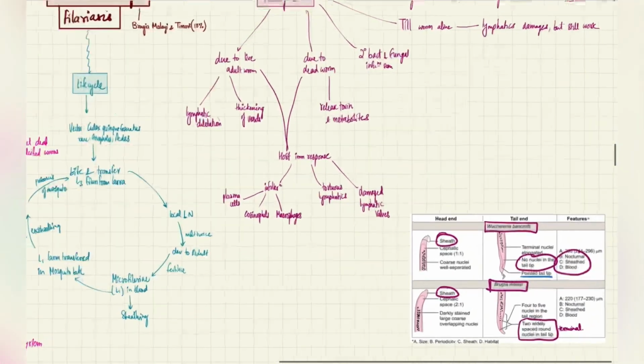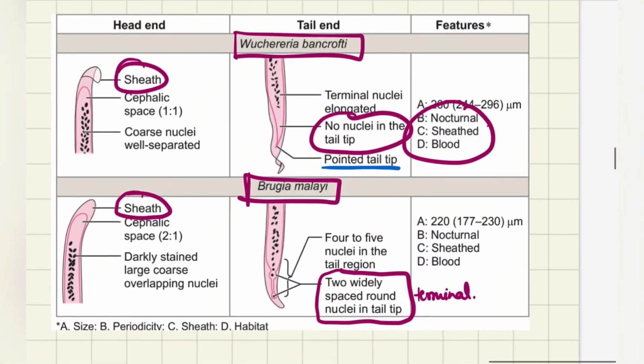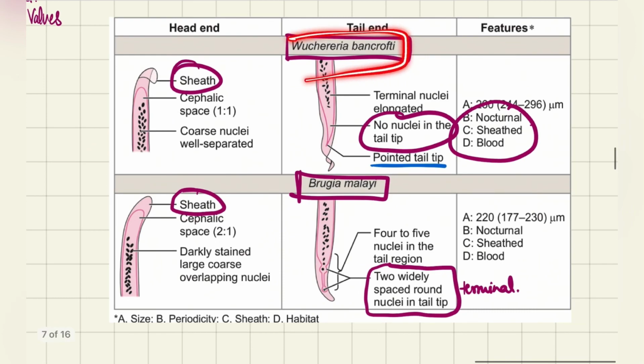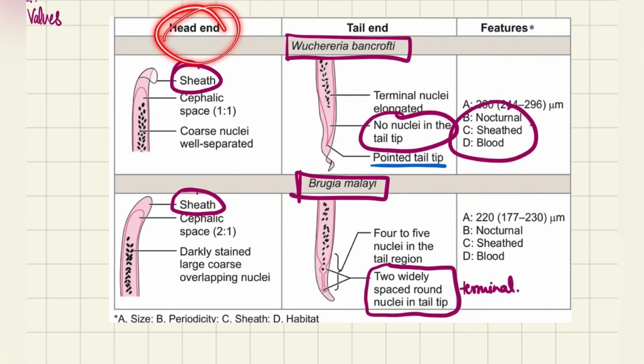Now something we have to know as well for examinations are the differences between Wuchereria bancrofti and Brugia malayi. This is a very famously asked question. You'll get this sometime in the viva mostly. So here what we see is that there is a head end and there's a tail end, and this is where the features differ between the both.